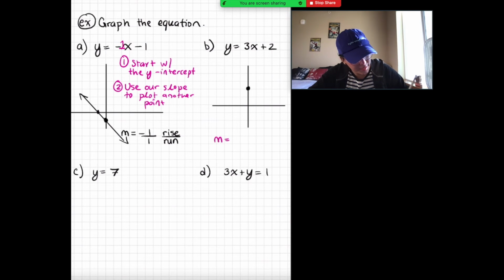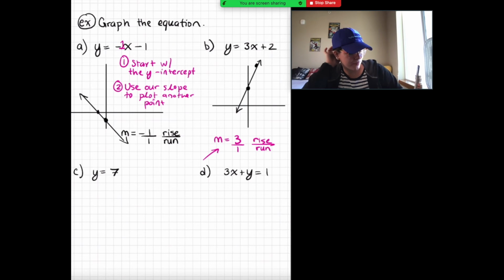So our slope is 3, which again is technically 3 over 1. So our rise is 3 and our run is 1. Also, our slope is positive, so that means we want to have an upward trend. So our line will be positive. So we have a rise of 1, 2, 3, and a run of 1. So to the right 1. Here's our second point. And then we'll make our line. And there we go. All right, let's try another one.